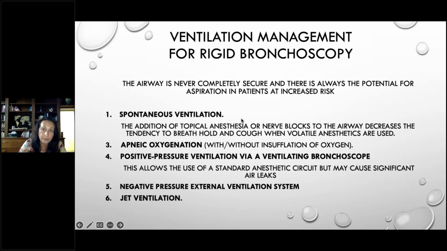Ventilation for rigid bronchoscopy. It can be done under spontaneous ventilation. Again, I mentioned it's mostly done for children that way. It can be done under apneic oxygenation and periodically insufflating oxygen while you're giving the patient a break. It can be done through a ventilating bronchoscope connected to the anesthesia machine. Negative pressure external ventilation system, but I will not talk too much about it because I don't have much experience with it. And then, of course, jet ventilation. This is the most commonly used technique in all the institutions that I had worked in.